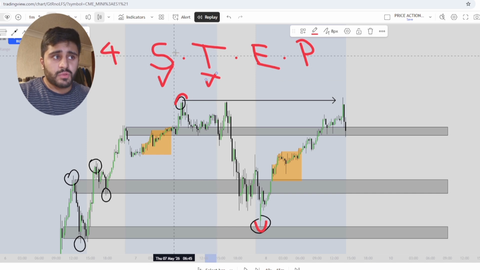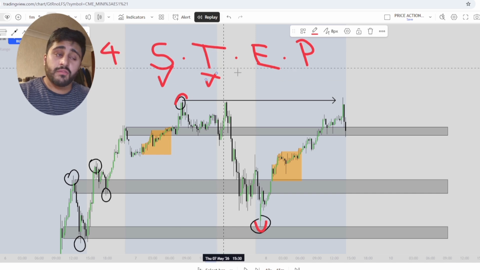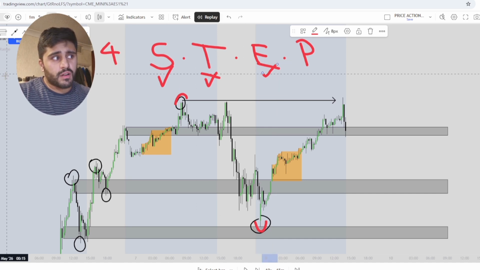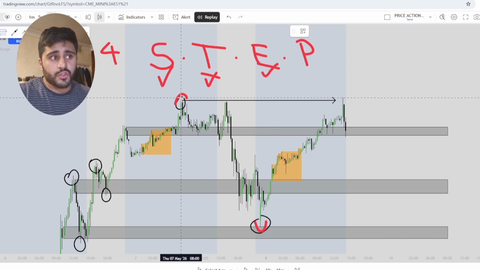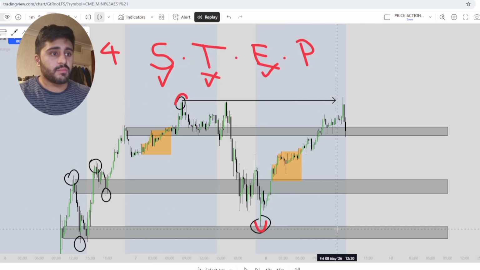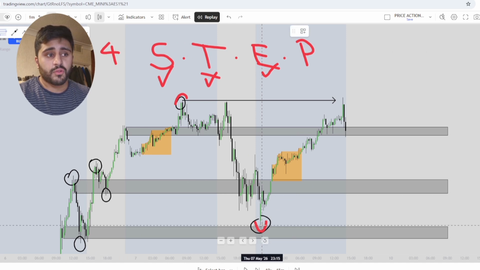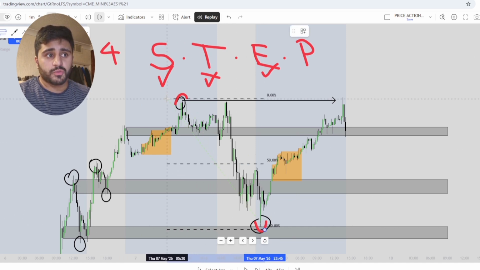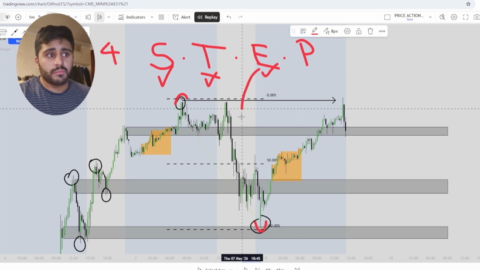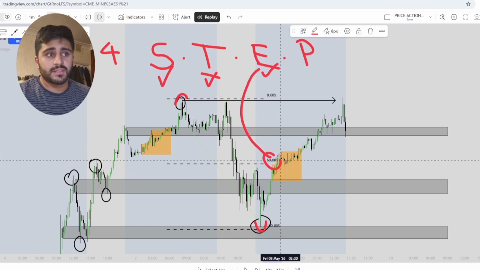Now after S, we move on to T. After T, sorry, we move on to E. So E stands for equilibrium. Once you've got your targeted liquidity, you simply want to project the fib from the high, sorry, down to the low. Or if you like, same thing, you can project it from the swing low up to the swing high. What this E stands for is the equilibrium. This 50% here is the equilibrium.